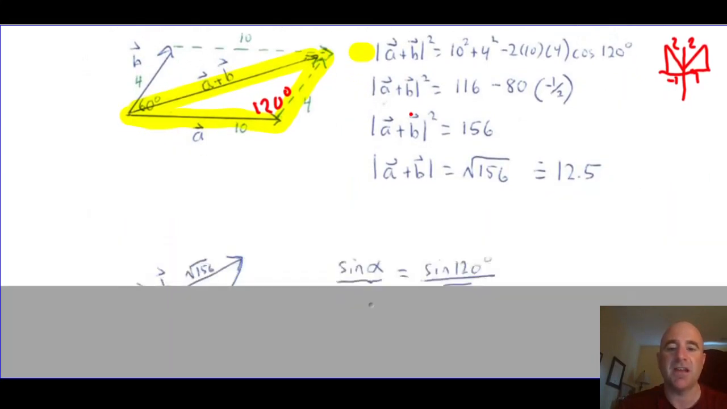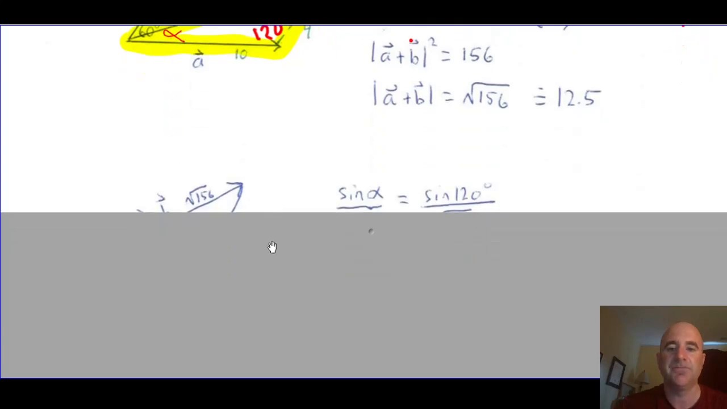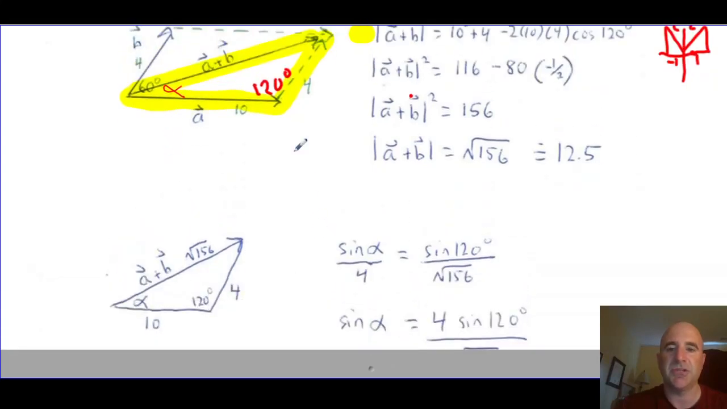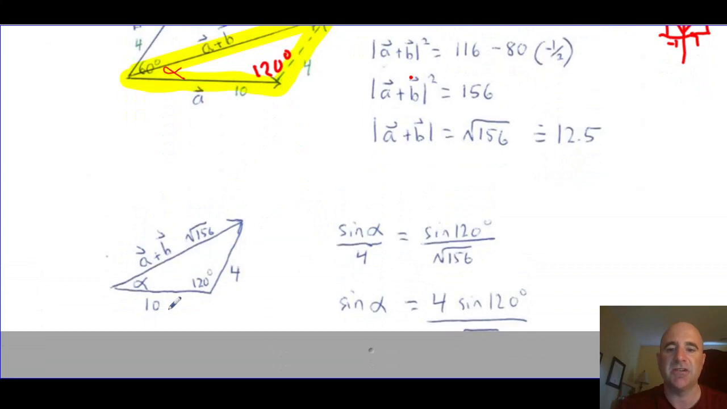So let's look at finding that angle. We're going to find this angle right here, and I've called that alpha. Theta is generally reserved for this angle here. You can see I've just redrawn the picture: this same triangle is redrawn down here. We have 10, 4, we have 120, and we have the square root of 156. We want to find this angle here.